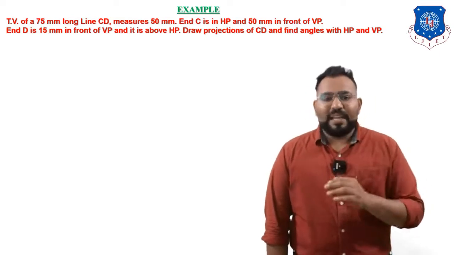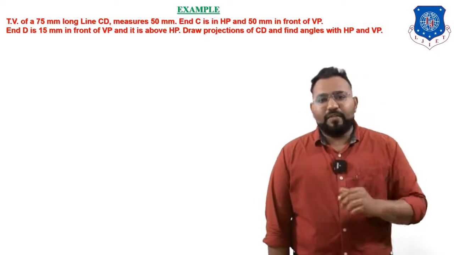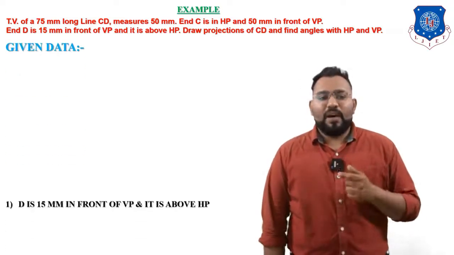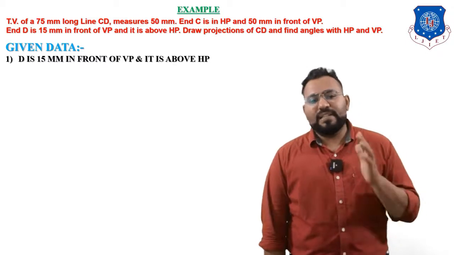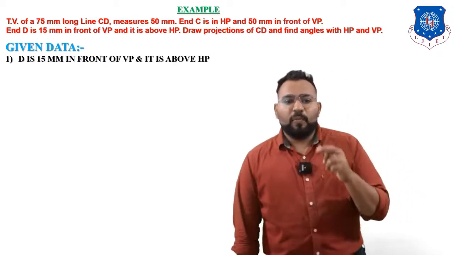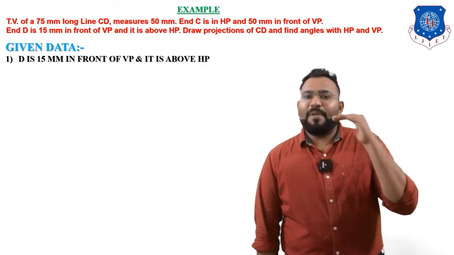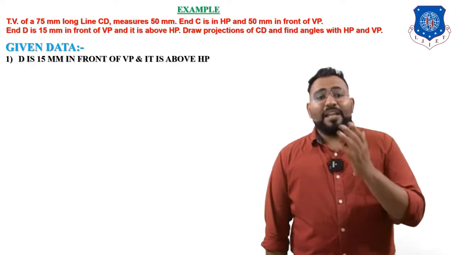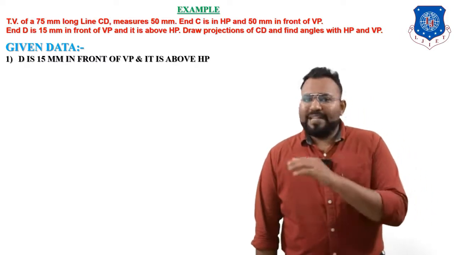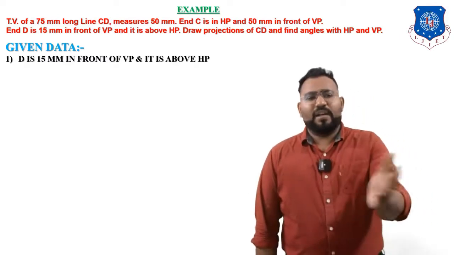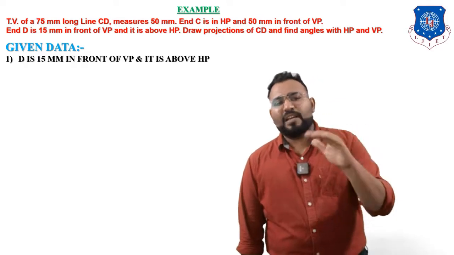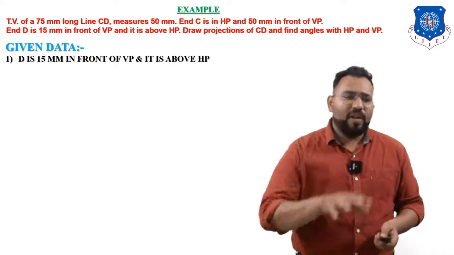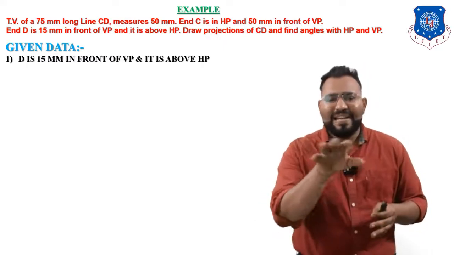Now by using the statement which is given over here, first we will write the given data. So first thing which he has given is the position of point D, which is 15 mm in front of VP and it is above HP. Now this point is certainly in first quadrant. You can read just this sentence that the point D is above HP and in front of VP. So this point D is automatically in first quadrant, which you can recognize by just reading this sentence.